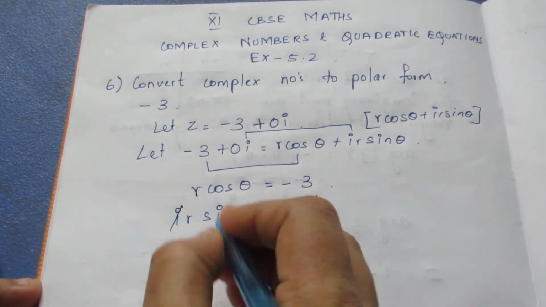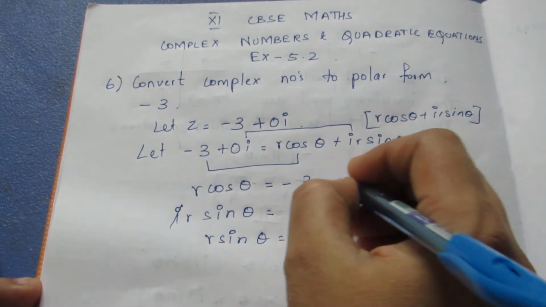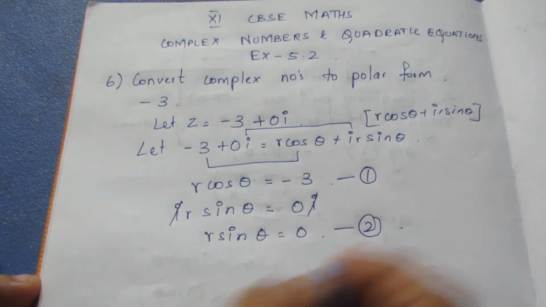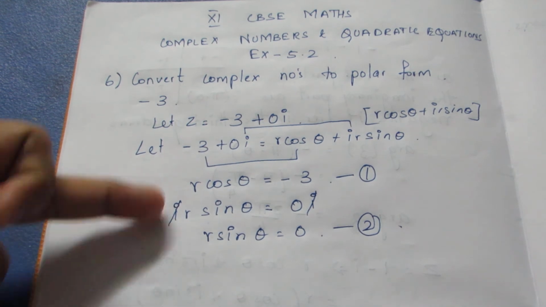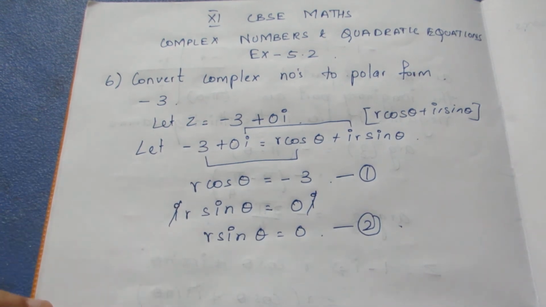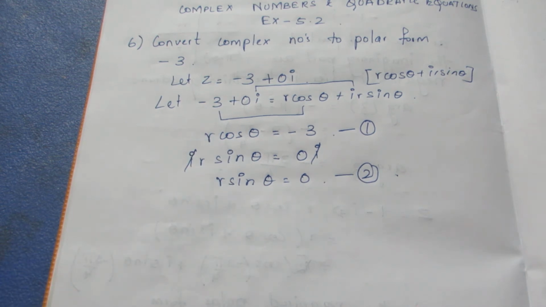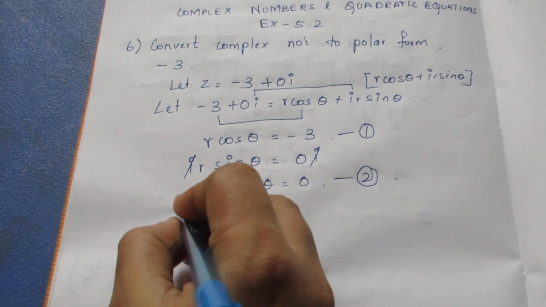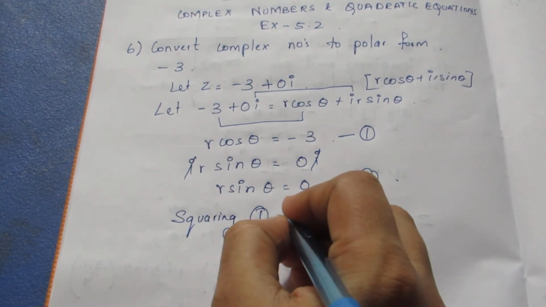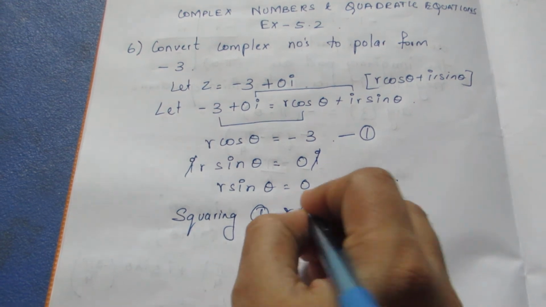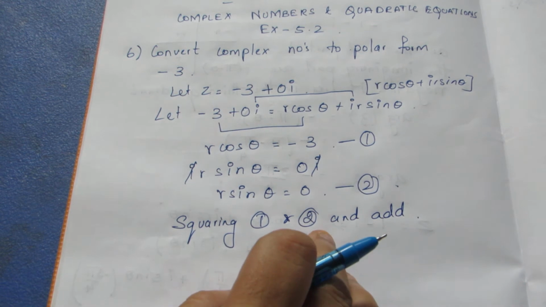Here i gets cancelled and we know that r sin theta will be equal to 0. I am going to take this as equation 1 and this to be equation 2. I am going to square equations 1 and 2 and add them, because to find r, I don't want this sin theta and cos theta. To eliminate it, now see how I am going to eliminate. Squaring and adding equations 1 and 2.